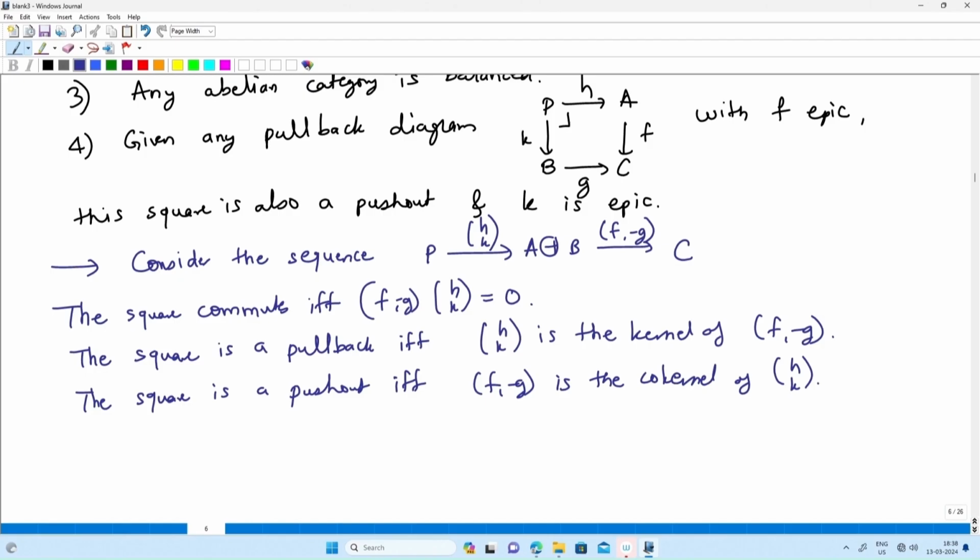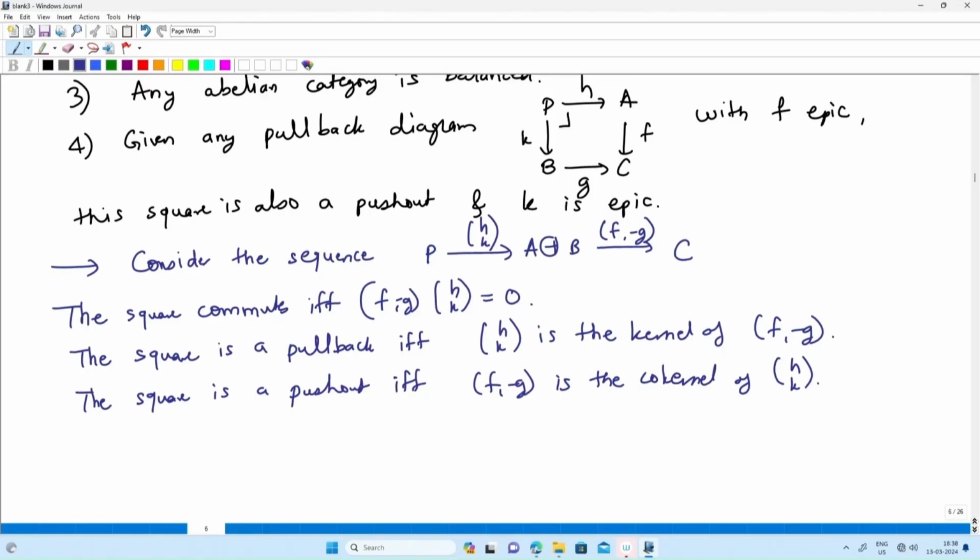So basically, what we are doing is converting the data of a pullback or a commutative square into a sequence of morphisms. Yeah, we are trying to go towards chain complexes, exactness, homological algebra. But this is just a baby step in that direction. So the square is a push out if and only if this is the co-kernel of this.